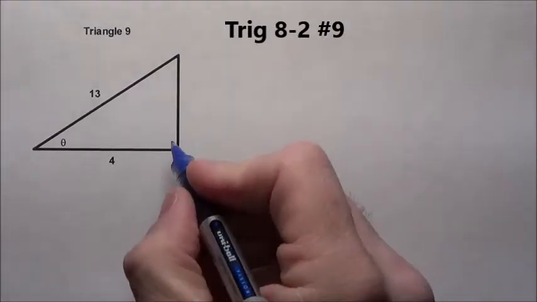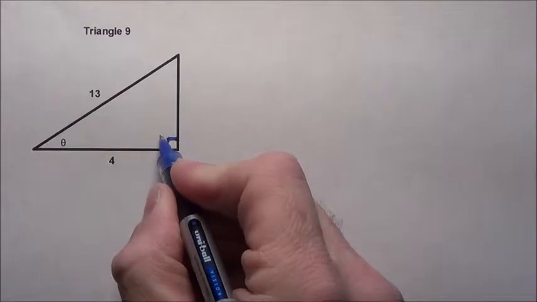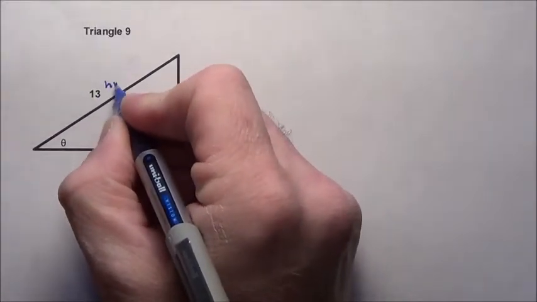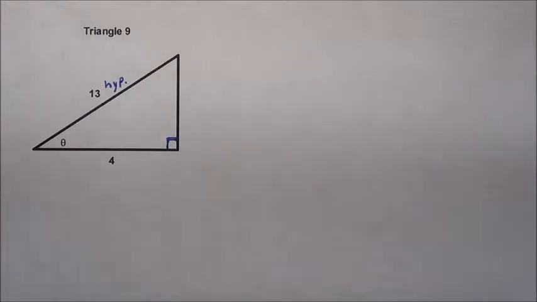Here we have triangle 9, a right triangle. Here's our right angle in that triangle. Across from the right angle is always going to be your hypotenuse. Now, the two sides are called your adjacent and your opposite sides, and it's determined by where the angle is.